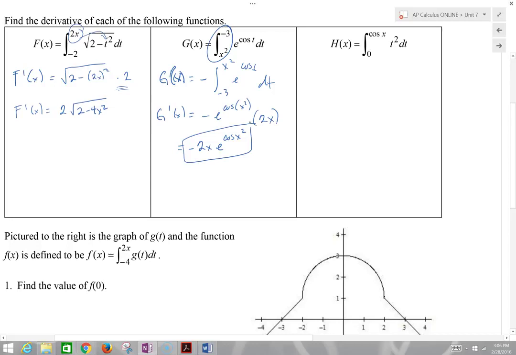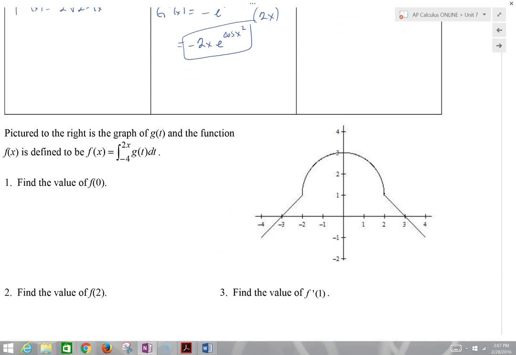Alright, see if you can try that for h of x. You could pause this now and check your answer. Pretty straightforward. You plug in cosine for t, then take the chain rule, so you take the derivative of cosine, and you end up with negative cosine squared x times sine x.